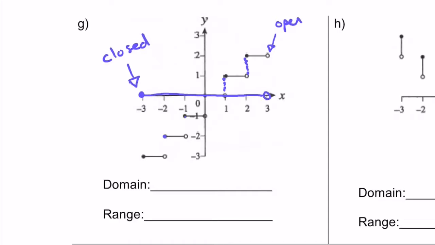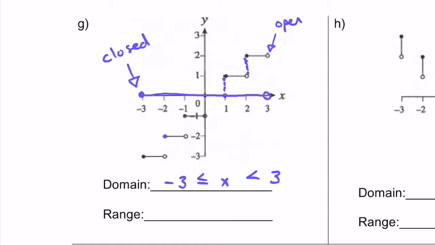So it makes it so that our domain is everything from -3, including -3, all the way to 3, but not including 3. So we've got to write that a little differently. How we do that is it starts at -3, and then we say -3 is less than or equal, so it's equal because of the closed circle. So it's less than or equal to x, which is less than 3.